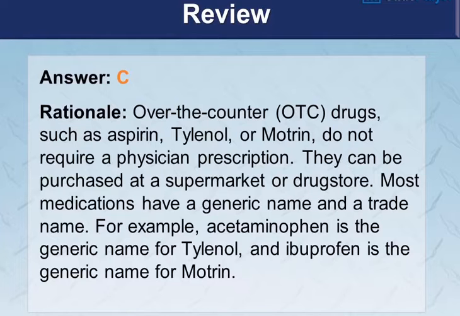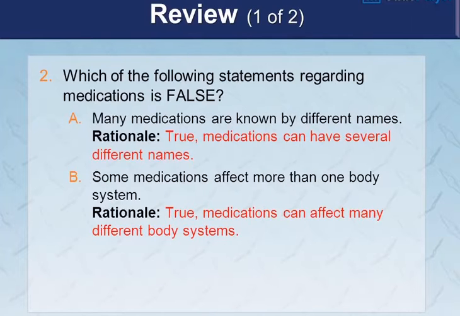For example, acetaminophen is the generic name for Tylenol, and ibuprofen is the generic name for Motrin. Review. 1 of 2. Which of the following statements regarding medications is false? Many medications are known by different names. Rationale. True. Medications can have several different names.